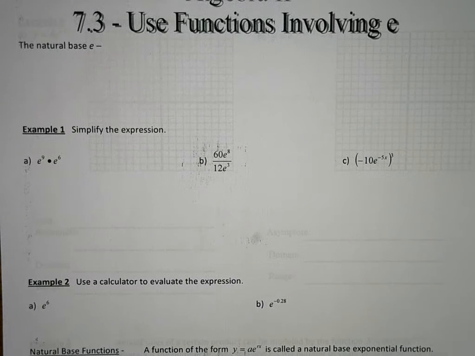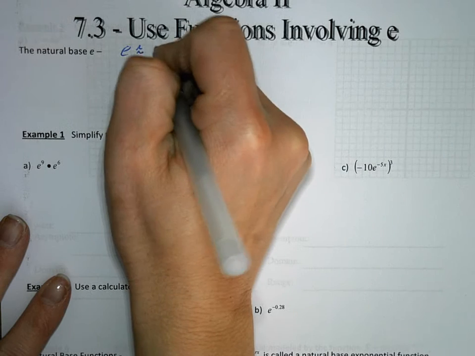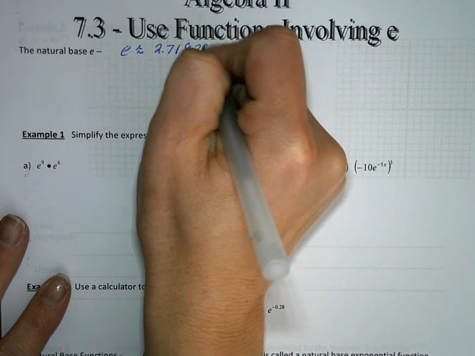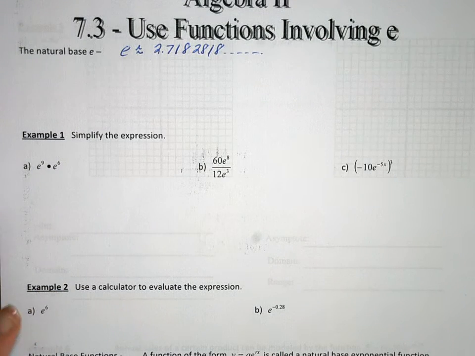Now, tell me what we know about pi. What? It's 3.14? Yeah, it's an irrational number. Pi is a number that cannot be written as a fraction. Guess what e is? Another irrational number. Another number that cannot be written as a fraction. And our number e is approximately equal to 2.7182818 and a whole bunch of crud after that. Forever and ever.